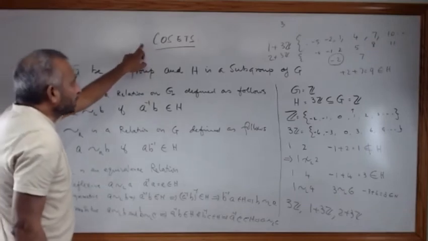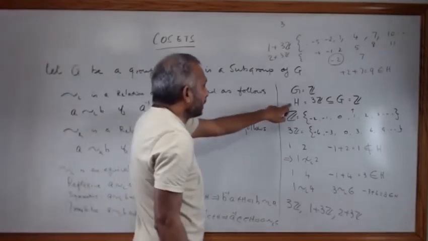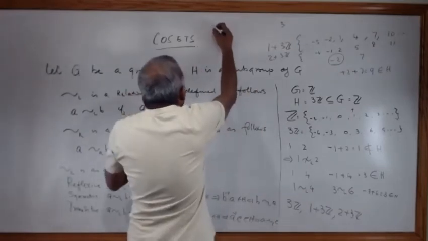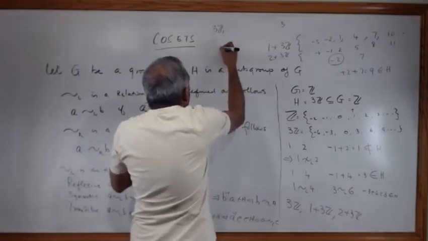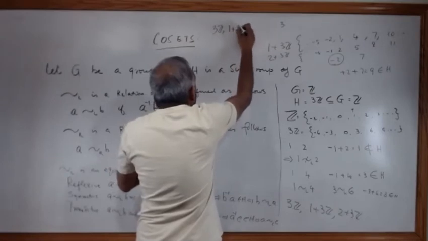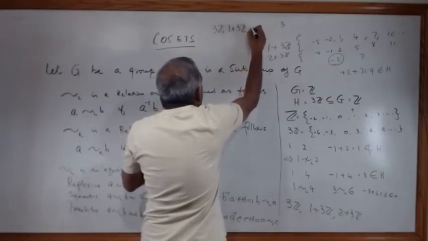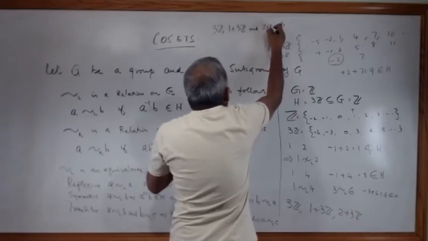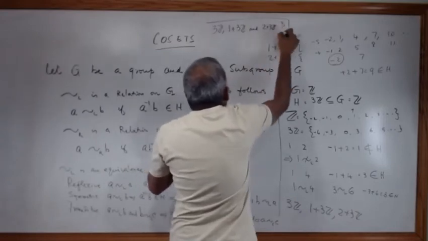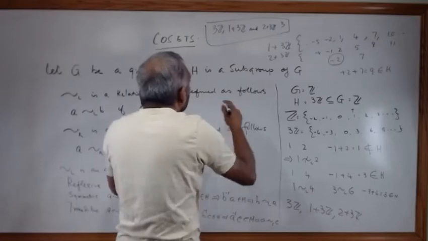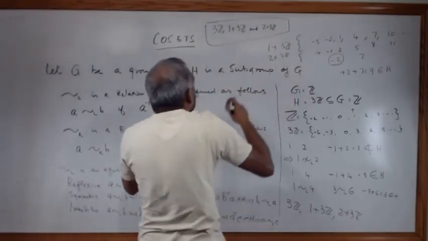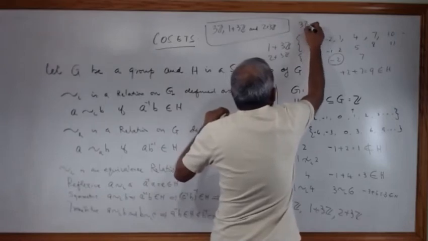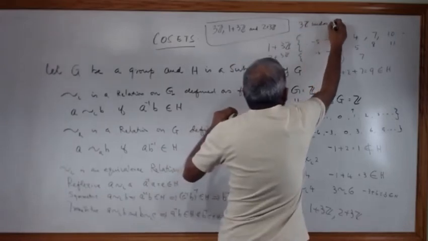So the cosets of H under G are 3Z, 1 plus 3Z, and 2 plus 3Z. So these are the cosets of 3Z under Z.